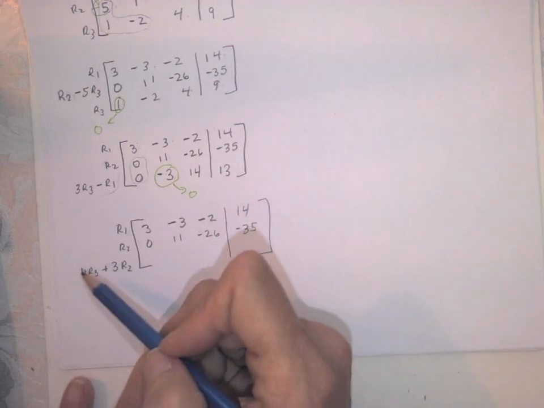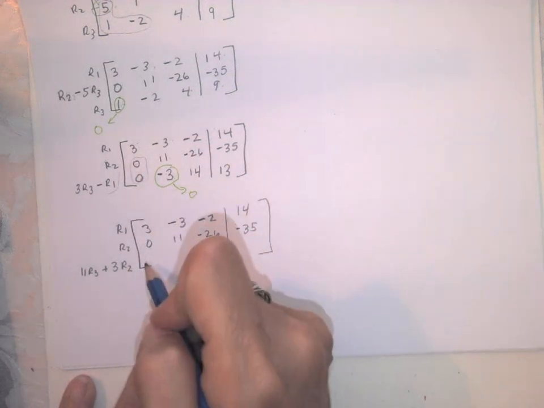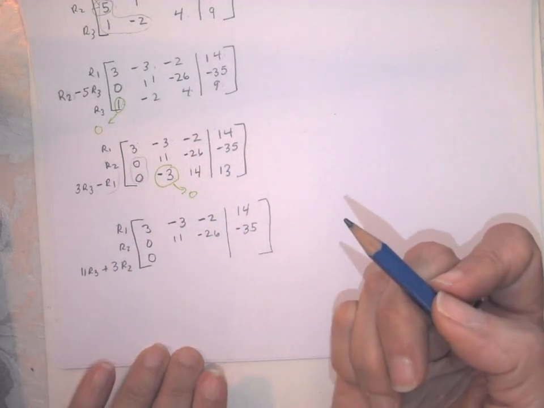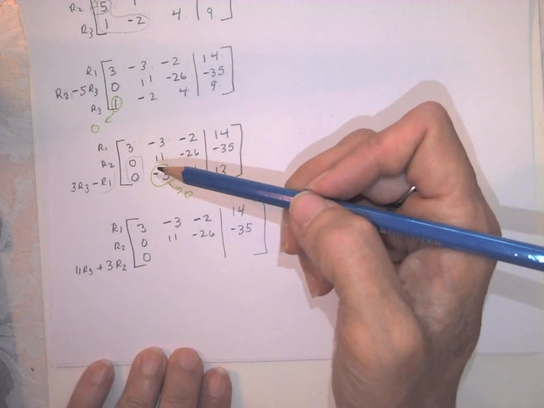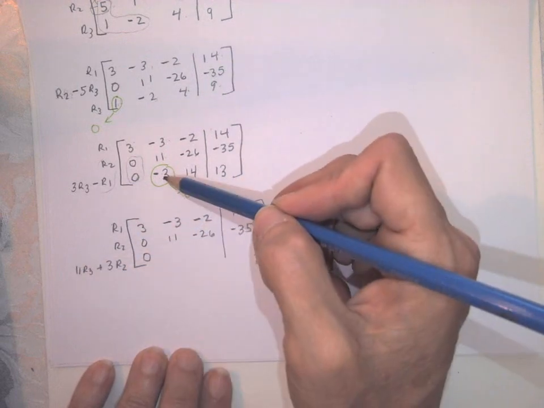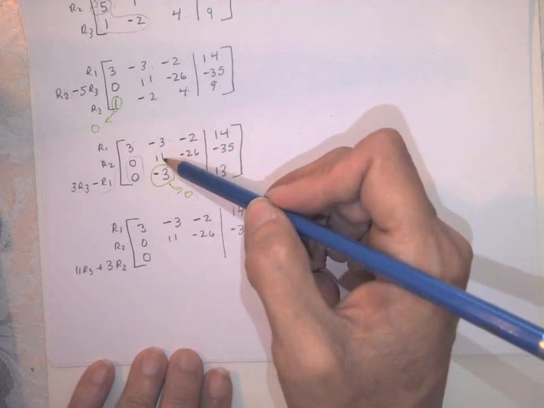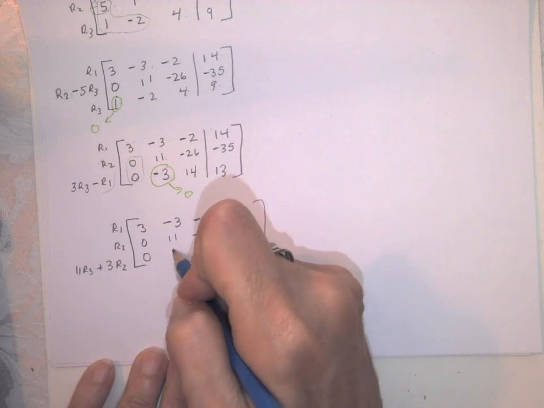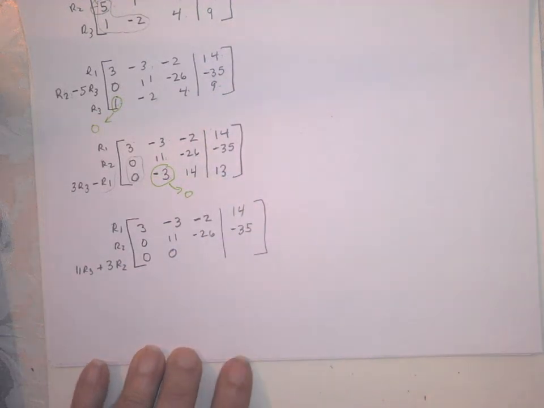So 11 times 0 plus 3 times 0 is still going to be 0. We don't want to undo a 0. And then we said that 11 times negative 3 is negative 33, plus 3 times 11 is 33, so we get our 0 here. Now I'm going to use my calculator.